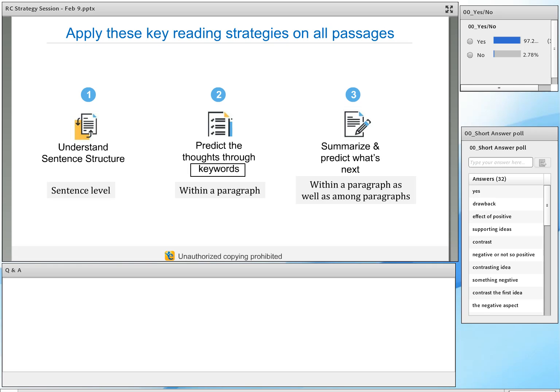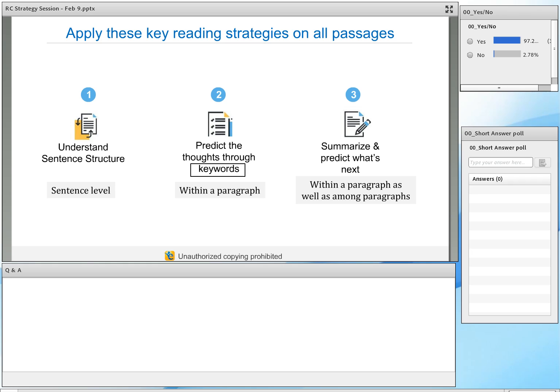Okay, so let me ask you one thing. How many of these reading strategies were you not aware of before this session? Write down 1, 2, and 3. Which ones were you not aware of before the session? And you can write multiple as well. Okay. All right, good. I'm glad.